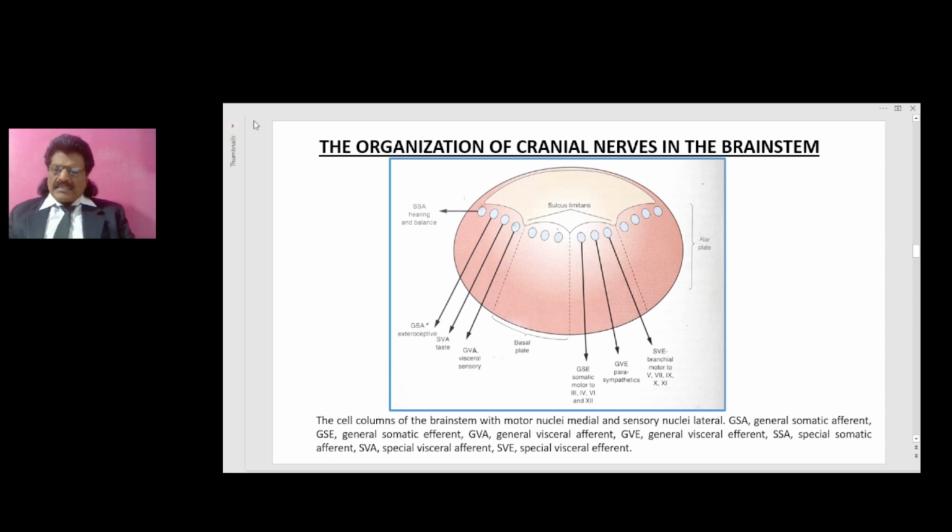So here you can see the cell columns of the brainstem with the motor nuclei placed medially. So these are all the motor nuclei which are placed medially and the sensory nuclei which are placed laterally. So these are all the sensory nuclei which are placed laterally. So you have general somatic efferent, general visceral afferent, general visceral efferent, special somatic afferent, special visceral efferent and special visceral afferent. We'll see what these are.